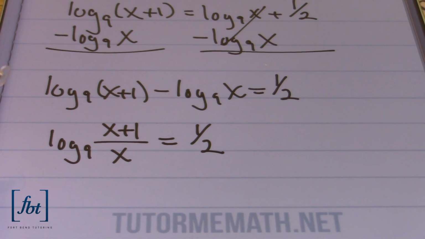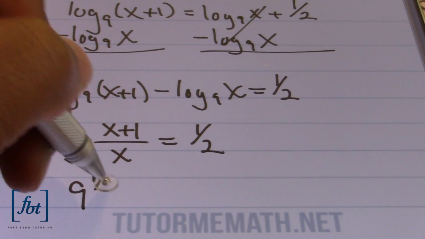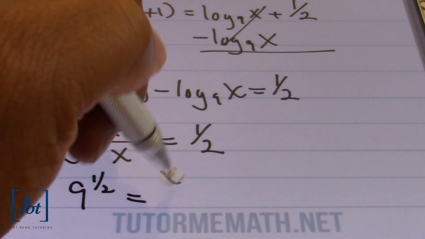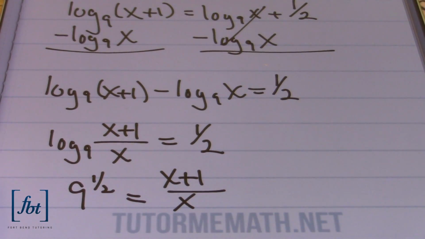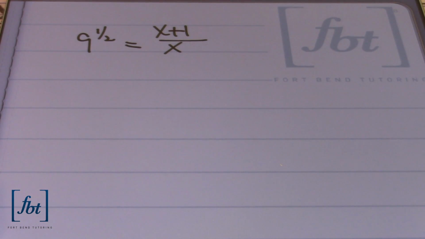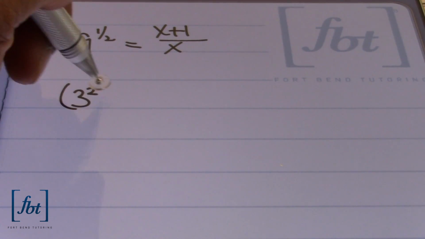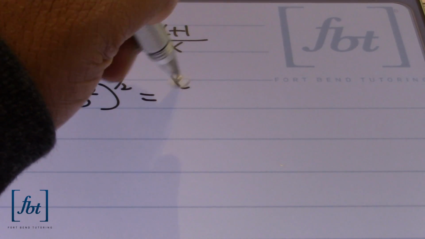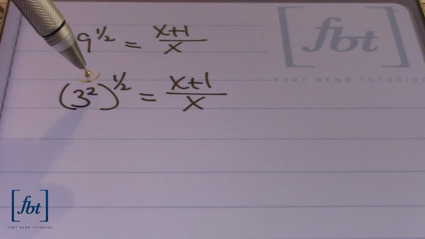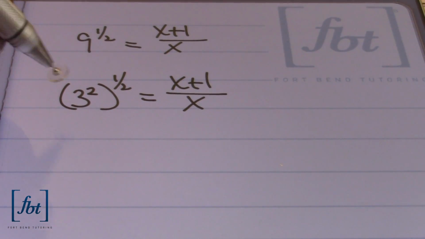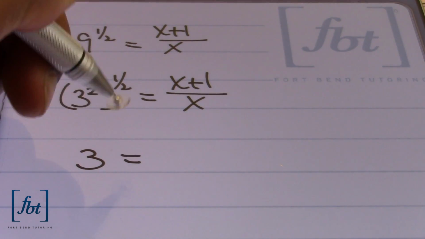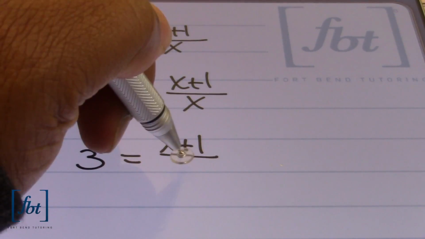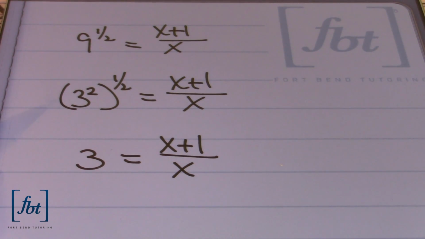Okay. From here, we're going to convert this logarithmic form into exponential notation. Let's change this into an exponential equation. So that means I'll have 9 to the 1/2 power equals x plus 1 divided by x. Next, we'll show that 9 to the 1/2 power can be rewritten as 3 squared raised to the 1/2 power. Then multiplying your exponents, 2 times 1/2, you'll end up with 3 to the first power, which is 3. So I now have 3 equals x plus 1 divided by x.